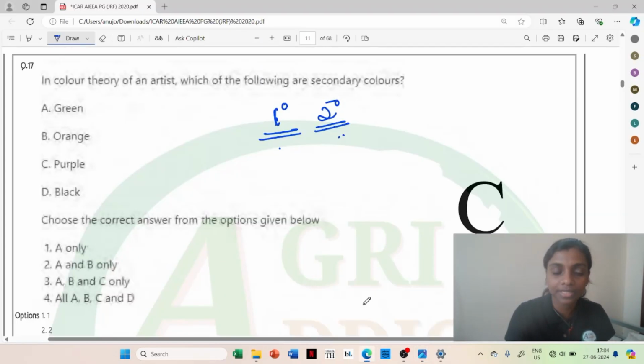So in this question, they have asked which of the following are secondary colors. So the options are green, orange, and purple. Answer is A, B and C only. Option 3.